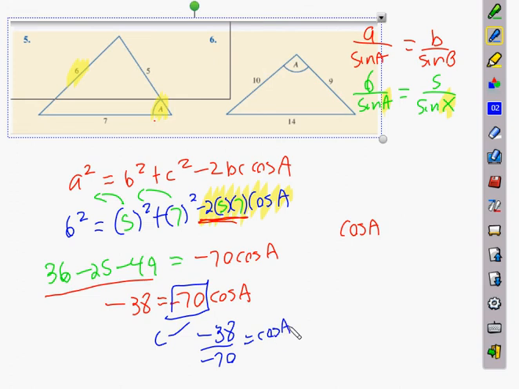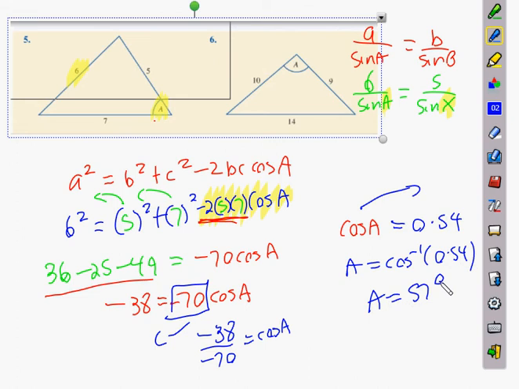So what's that in the calculator? Minus 38 over 70? 0.54. So that's equal to 0.54. And then what do you do after that? Cos inverse 0.54. And what do you get? 57 degrees. Many people got that one. 57. Yeah.